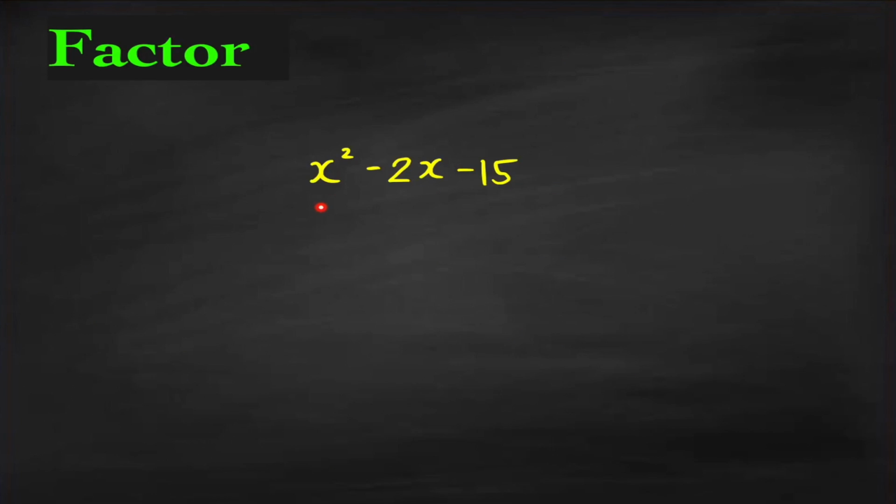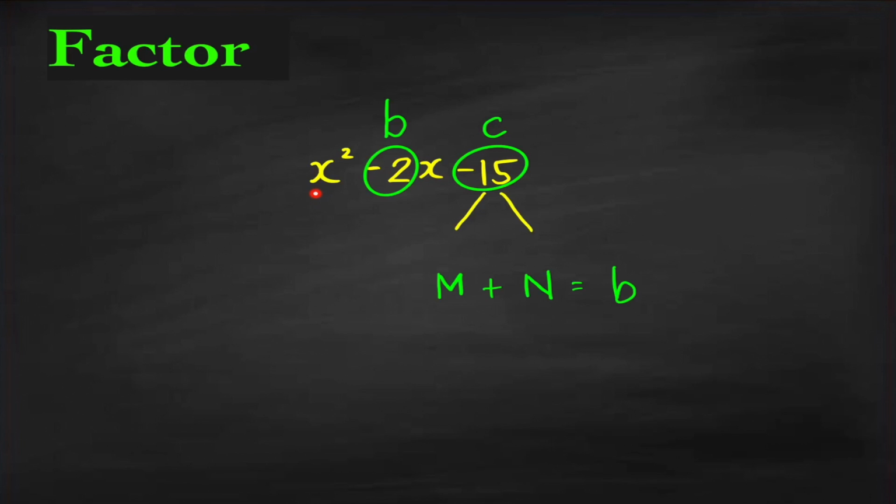Let's try another one. So here, let's factor x squared minus 2x minus 15. So keep in mind here that b is negative 2, not positive 2, and c is equal to negative 15, because we need to write our expression as x squared plus bx plus c. Okay, so we need to find two factors of c, so m and n, whose sum is equal to b. So in this problem, it's still easy to find those factors, and they are negative 5 and 3. So negative 5 plus a 3 is negative 2.